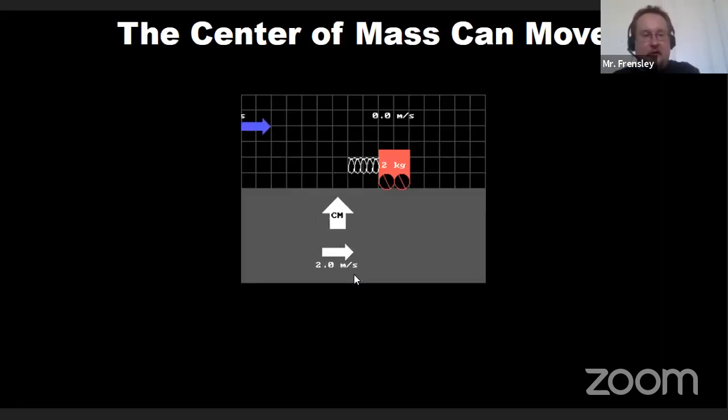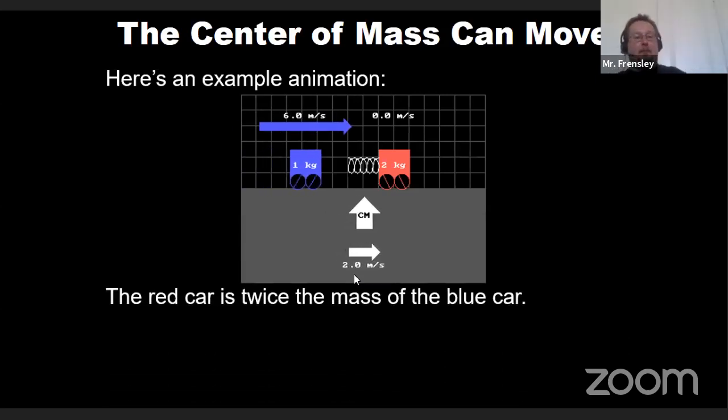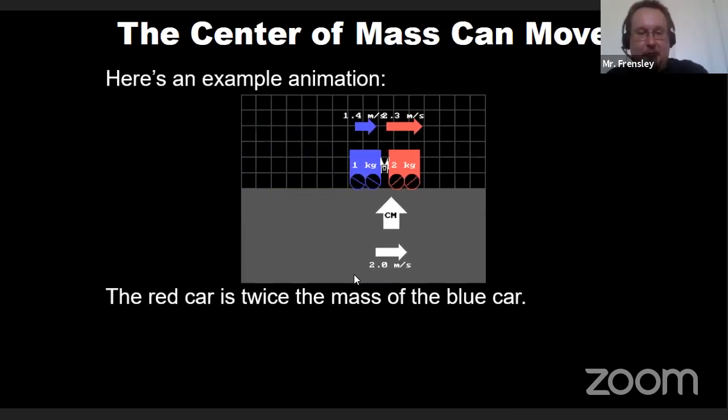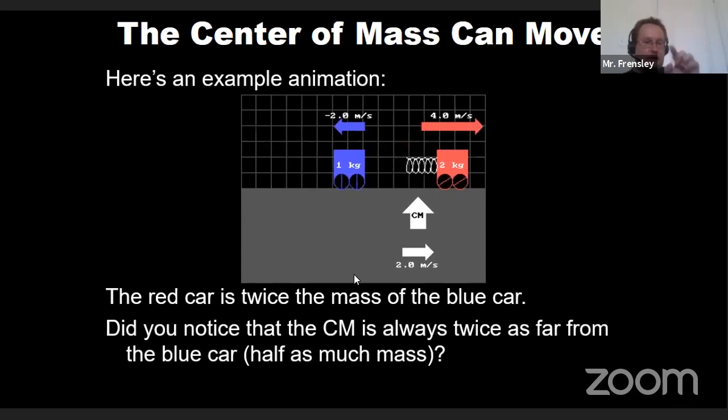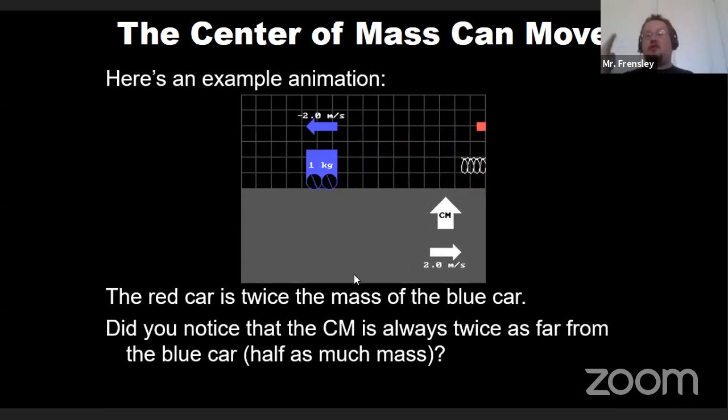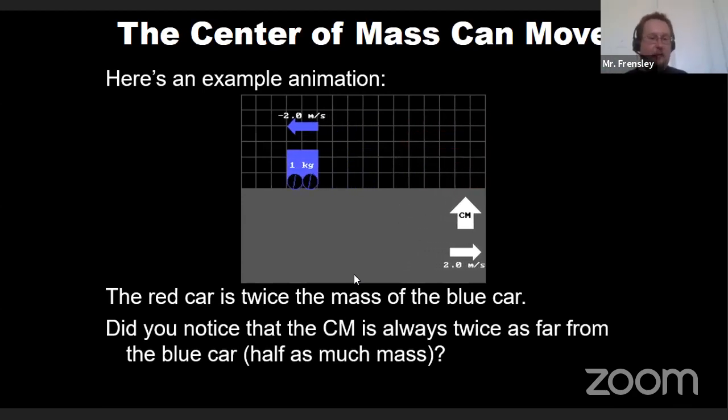Same equation. So let's have a look at what's going on here. Here's an example. We've got the red car has twice the mass of the blue car. Do you notice, look carefully, that the center mass is twice as far from the blue car as it is from the red car, right?